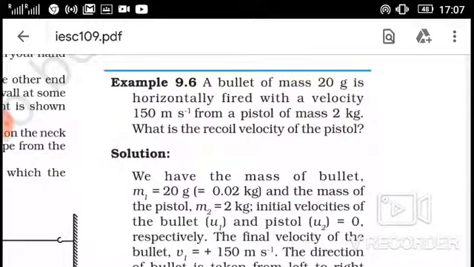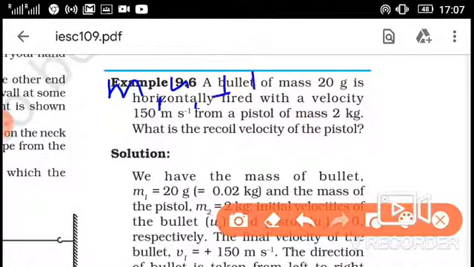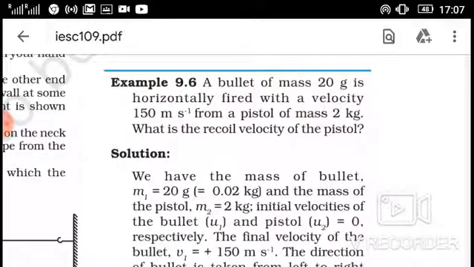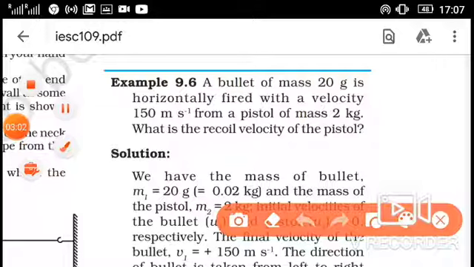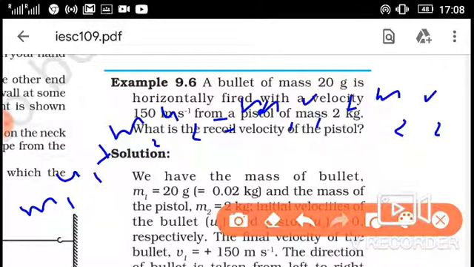So only one formula you should use, m1 u1 plus m2 u2. Sorry, the screen is small, that is the problem. Yes, wait. We will use the formula m1 u1 plus m2 u2 is equal to m1 v1 plus m2 v2.